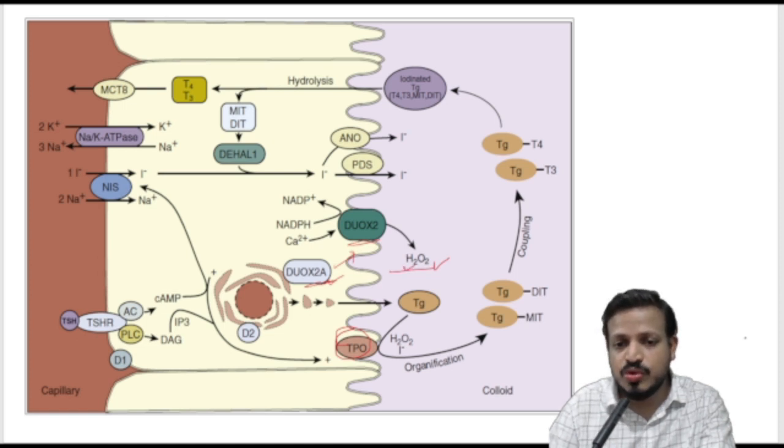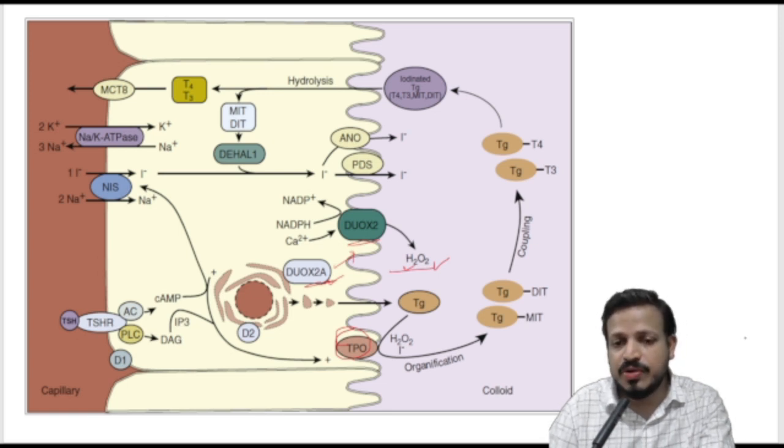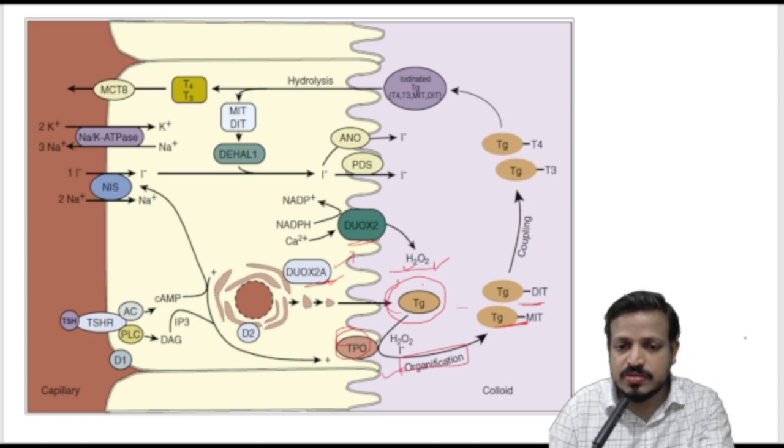With the help of H2O2 and in the presence of TPO, the thyroid peroxidase, the iodide is oxidized, and after oxidation of iodide, this iodine combines with the tyrosine residues of the thyroglobulin, and this forms monoiodotyrosine or diiodotyrosine. This process is known as organification. So organification is when the iodine combines with the tyrosine residues of the thyroglobulin, leading to formation of diiodotyrosine or monoiodotyrosine.